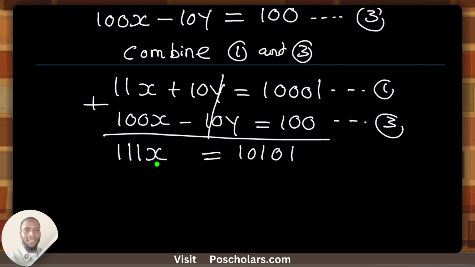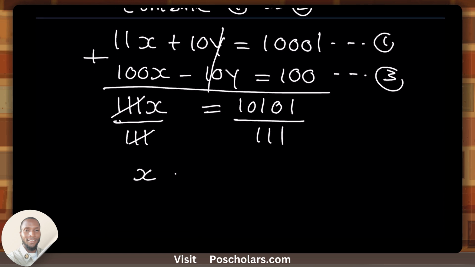We have to divide both sides, both left hand side and right hand side, by 111. When we do that, we have 111 over 111, so 111 cancels. So we are left with x equal 10101 divided by 111.